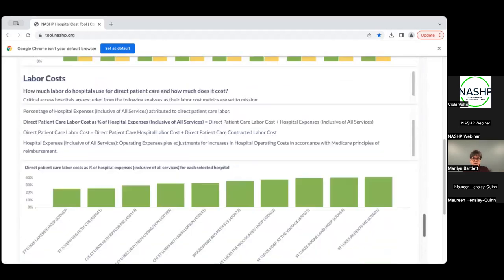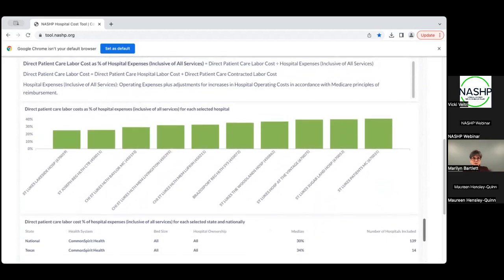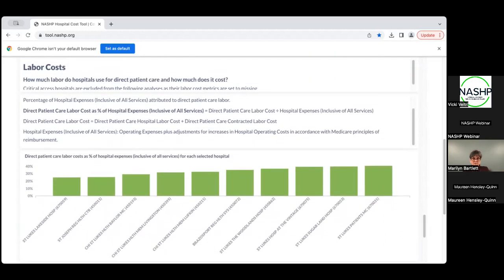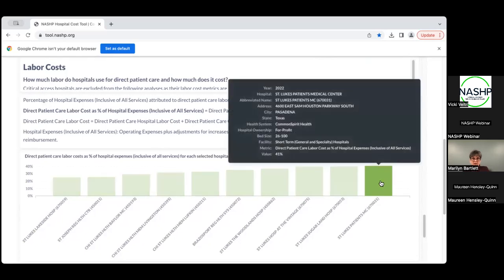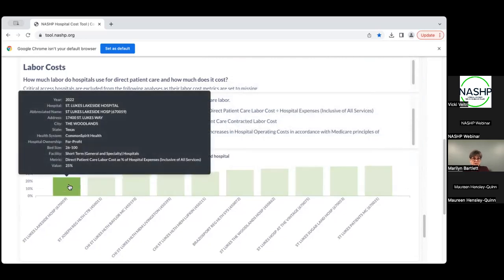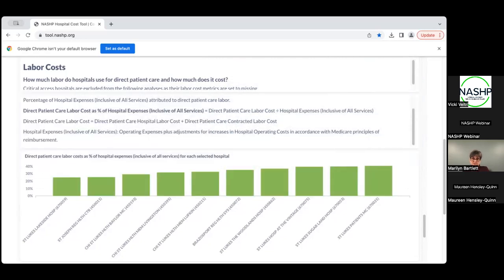Just skipped some, didn't I? Here we get into labor costs. We are looking at this particular one, direct labor costs as a percent of hospital expenses. And they're running, this will be 41%, clear on down to here at the 25.